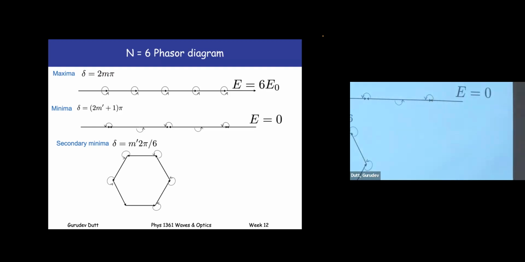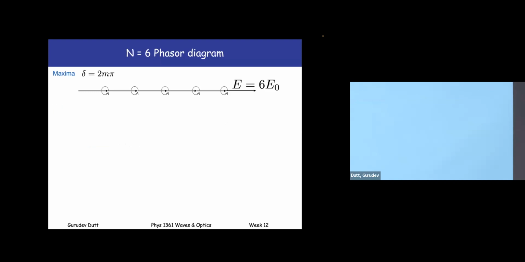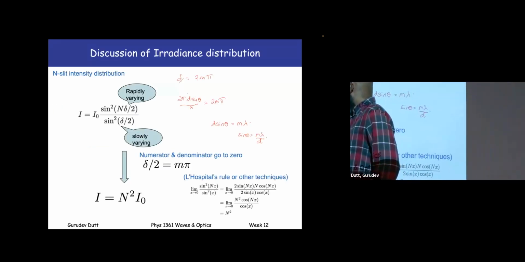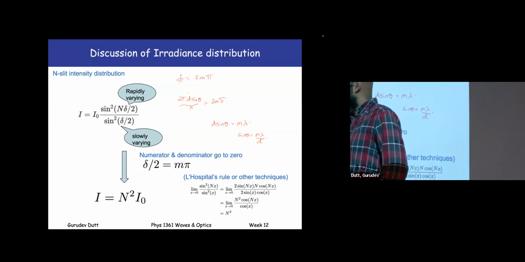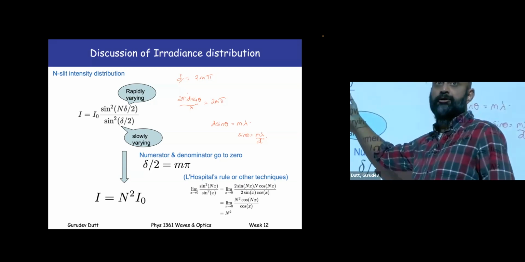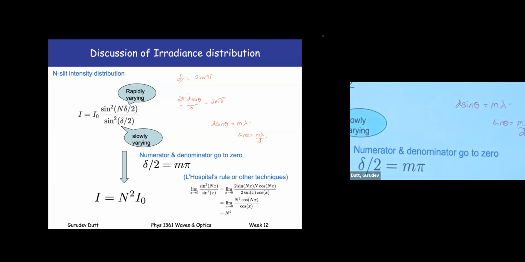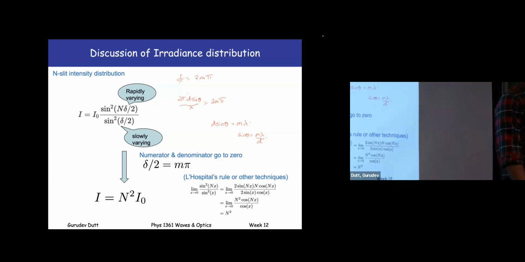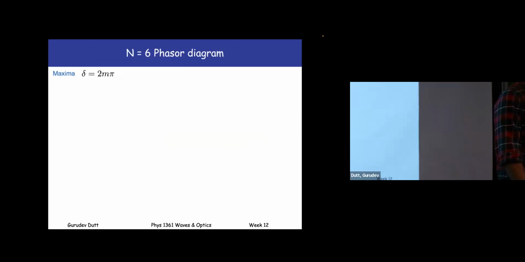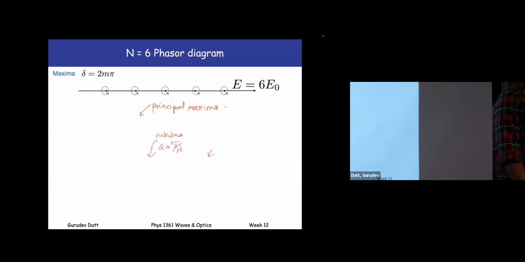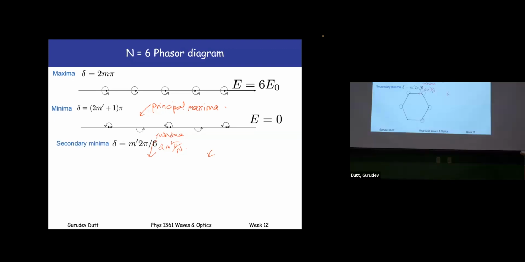And again, as I said, because this is slowly varying, the denominator will not go to 0, right? Because 2m, so let's say it's 2 pi over 6 over here, that's just pi over 6, that's not 0, but the numerator will go to 0 because the sine squared of that, 6 times 2 pi over 6, is going to be 2 pi, so that's going to go to 0. Okay, so again, both from the phasor picture as well as from the function itself, we can find the secondary minima over here.